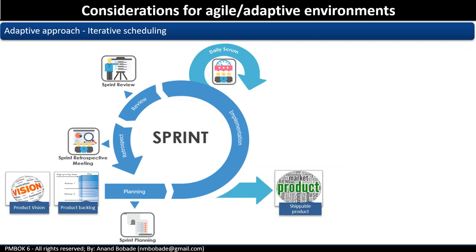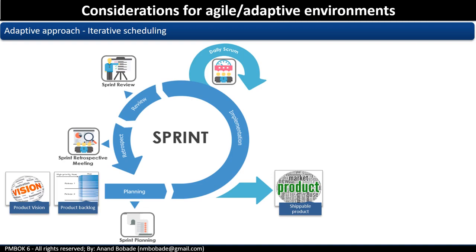Adaptive approach or iterative scheduling. It uses short cycle to undertake the work, review the result and adapt as necessary. It also provides rapid feedback, delivers the incremental value and welcomes changes. In Scrum approach, each sprint is delivered through iterative scheduling. Let's understand how it works and what are the different elements.